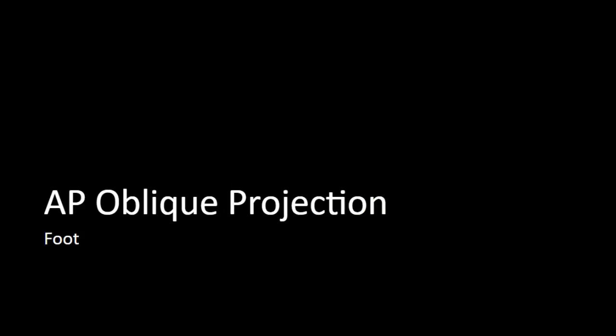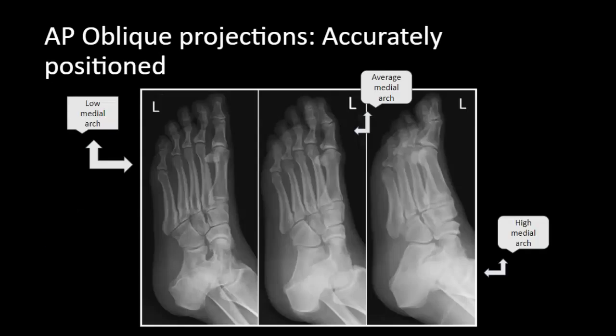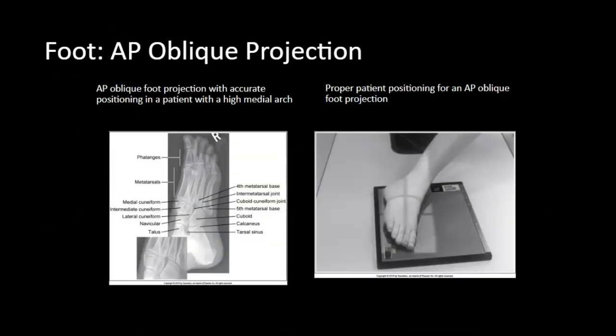So let's move on to our AP oblique projection. Image analysis guidelines, I'm sorry, wrong image. Image analysis guidelines for the AP oblique projection state that the cuboid should be free of superimposition. The third through fifth intermetatarsal joint spaces should be demonstrated as open. The tarsi sinus and the fifth metatarsal tuberosity are to be visualized and in profile.